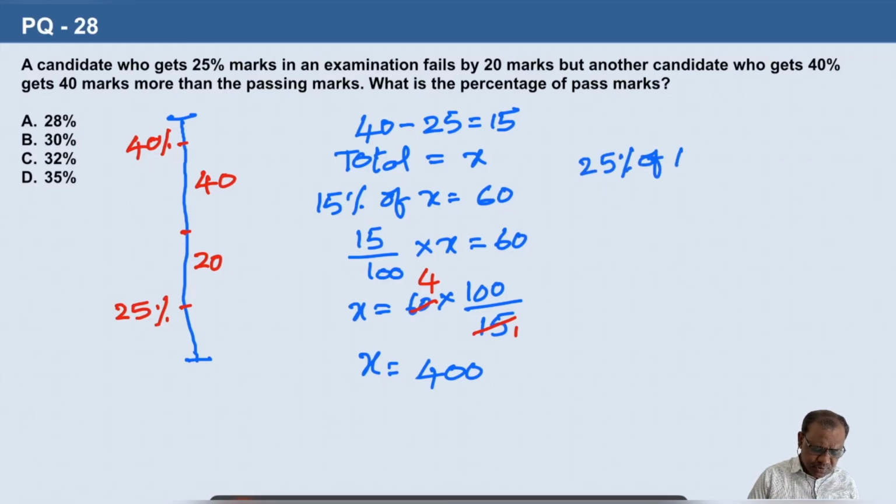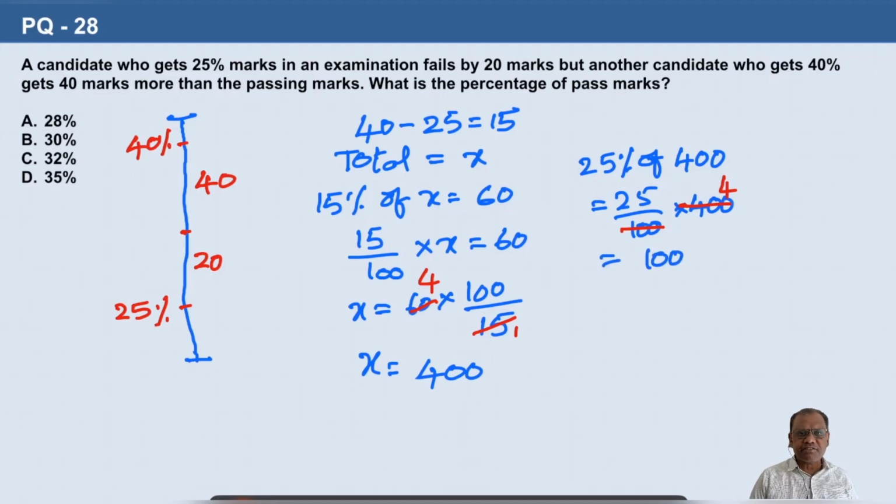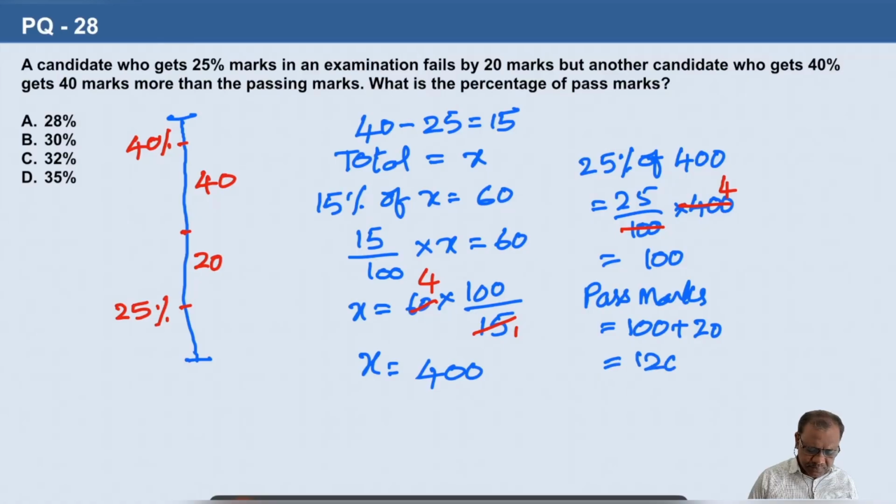25% of 400. So that is 25 by 100 into 400. Simplify 4 times: 25 fours are 100. So this is 20 marks less than the pass mark. So add 20, you will get the pass marks. So pass marks are 100 plus 20, that is 120. So 120 is the pass mark.